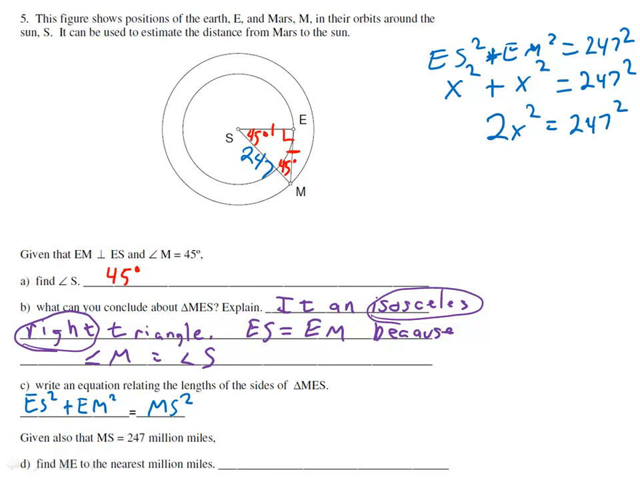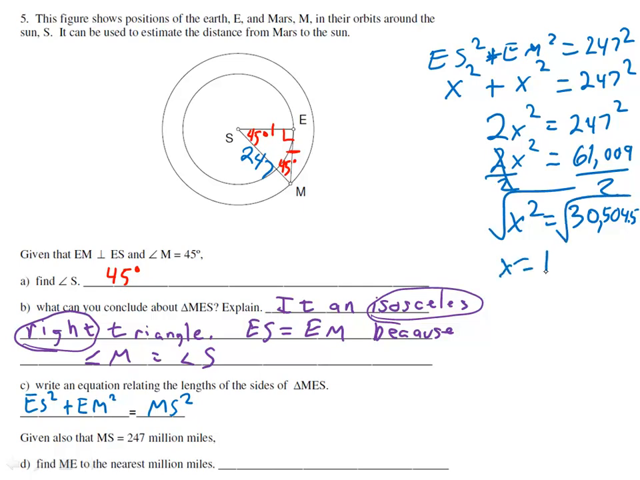And here's where people make a mistake. They try to divide by 2 now. First you got to square 247, and that's 61,009. So 2x squared equals 61,009. Next we divide by 2. X squared equals 30,504.5. And the last step is square root.